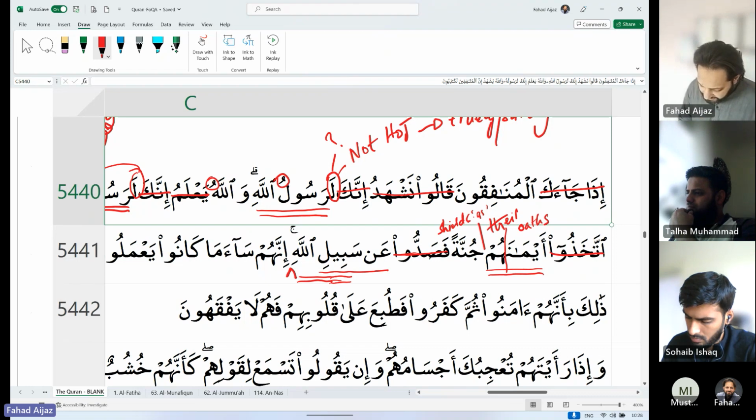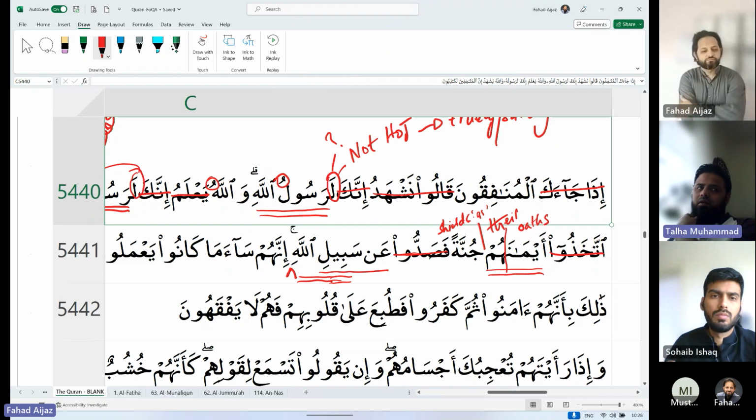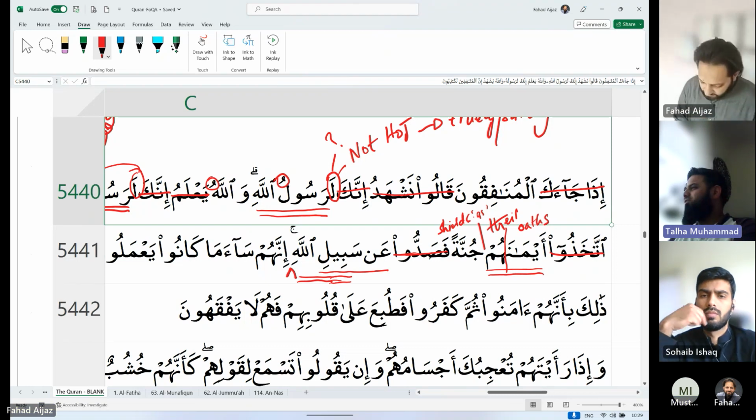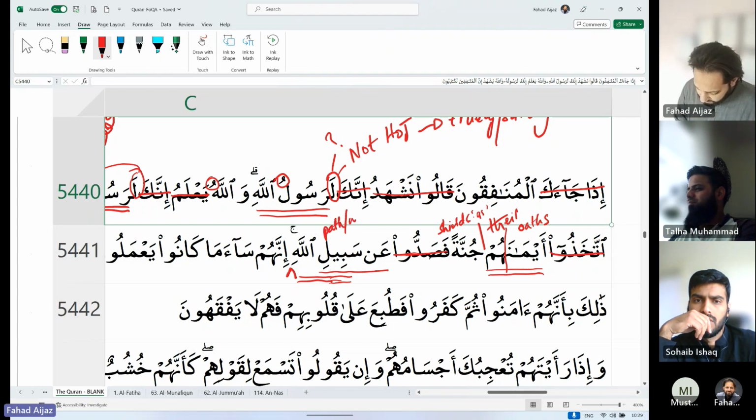Sabili, remember what is sabili? We have done this word before. Sabili was a bus actually, the water something. Path or way. Okay. Path or way. That's what it means.